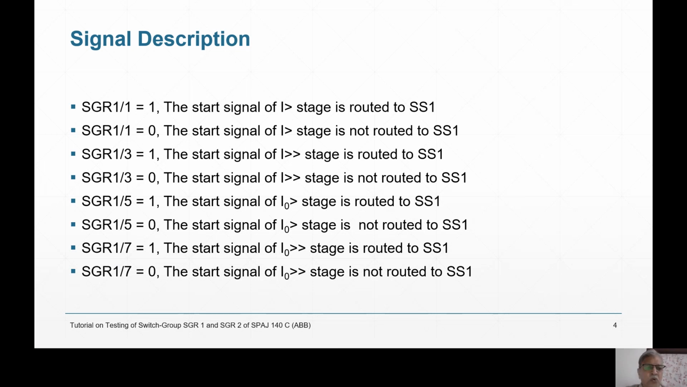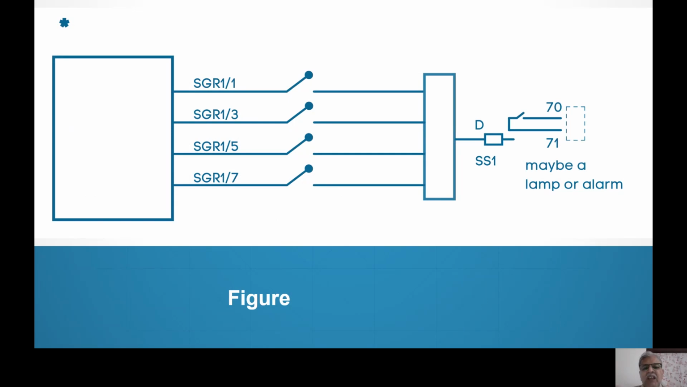SGR130 means no route is available. SGR135 is for I0 greater than, to be routed to SS1. SGR1/7 is for I0 double greater than signal to be routed to SS1, and thereby using the dry contact to be indicated somewhere at a remote place, right? So this is the possibility. Figure-wise, I can show it like this.